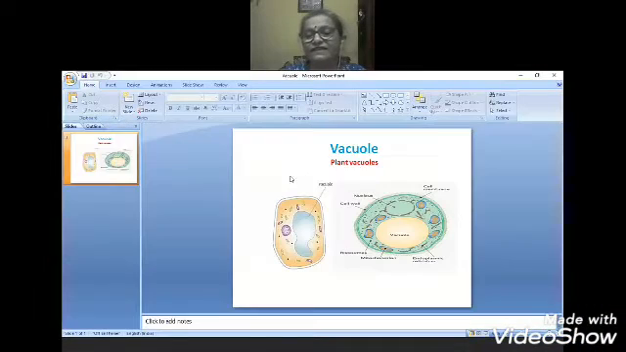Now you can see this is the diagram of a plant vacuole. Actually, vacuoles are found mostly in plants. In animals also they are found, but they are of smaller size, because they are not very important in animals.